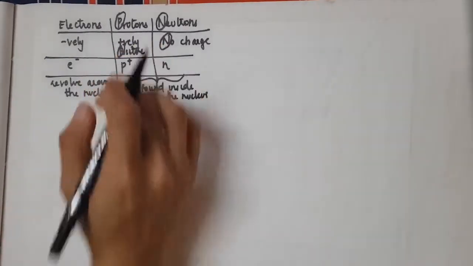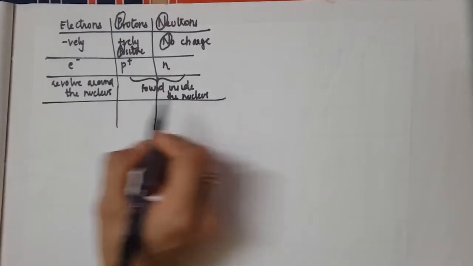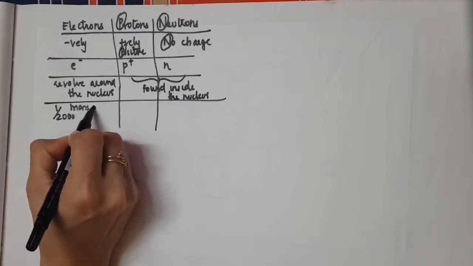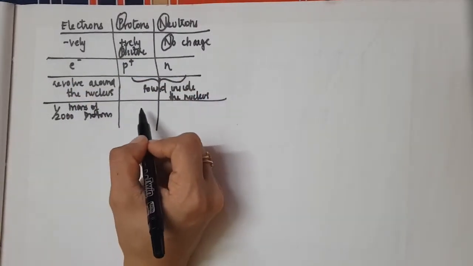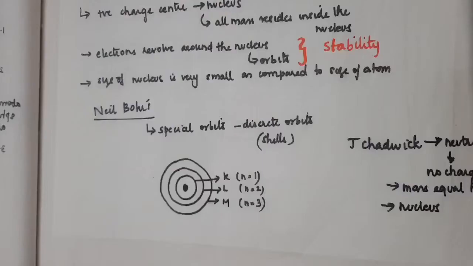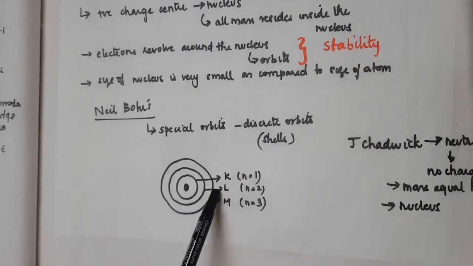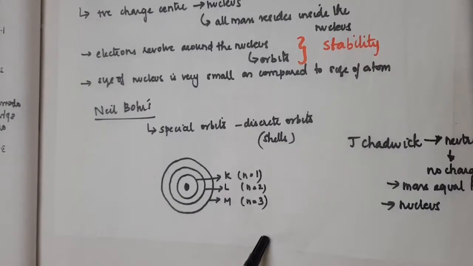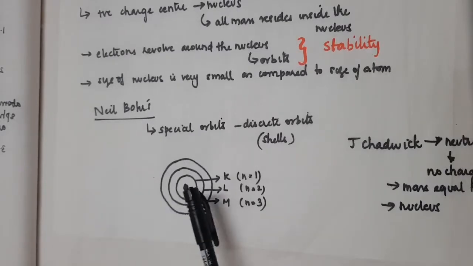Okay, the protons have mass 2000 times more than that of electrons. So the electron has 1 by 2000 the mass of a proton. Bohr had said that electrons are found inside orbits around the nucleus. So how are these electrons distributed in these shells? Bohr and Bury, two scientists, came up with three rules for how electrons are filled in these orbits.